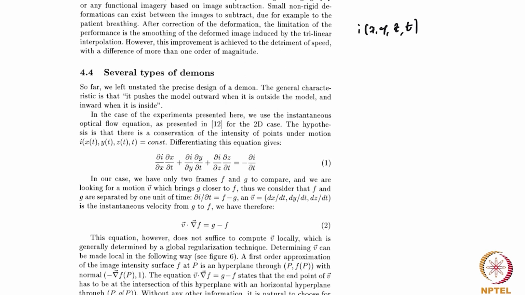So the assumption is that the brightness of the object doesn't change between frames. When I say brightness of the object, I mean the pixel values comprising the object, or the values of the pixels comprising the object does not change between frames. So if that is true, then I is a constant, right? This is a constant for a particular image, and we can say that dI by dt equal to 0. So this is what is meant by this condition here. Conservation of intensity of points under motion.